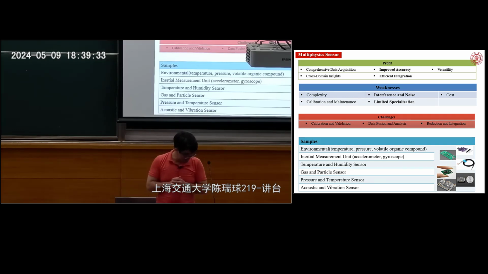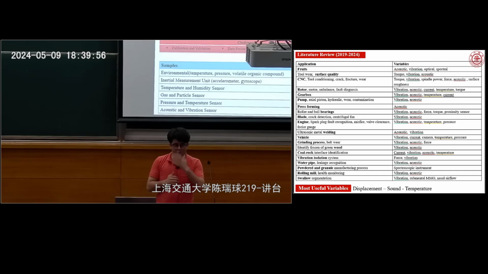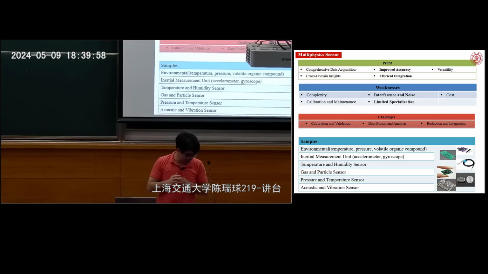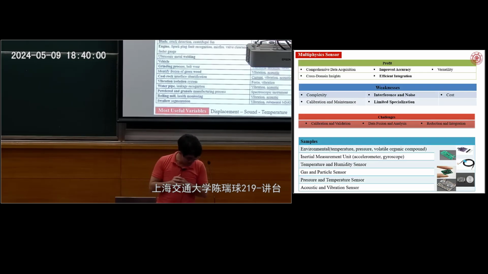These days, some companies around the world are producing samples of multiphysics sensors, such as environmental sensors. An environmental sensor can sense temperature, pressure, and volatile organic compounds at the same time. It's a very good challenge, but we have other problems, especially for the next step in data mining.